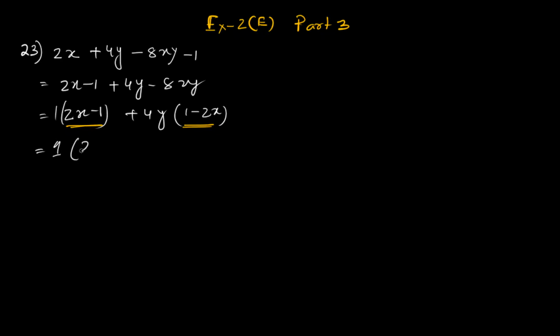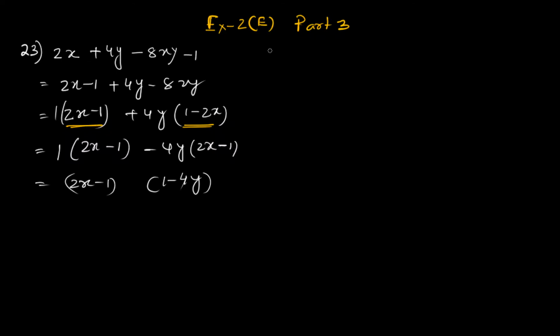As I explained in the last video, be very careful while taking the minus 1 common, because in most cases students make a mistake here. Whenever you take the minus common, you have to change the sign inside the bracket. So minus 2x will become plus 2x and plus 1 will become minus 1. Now simply we can take 2x minus 1 common and we'll be left with 1 minus 4y. So that will be the answer for the 23rd one. Let's do the 24th one.